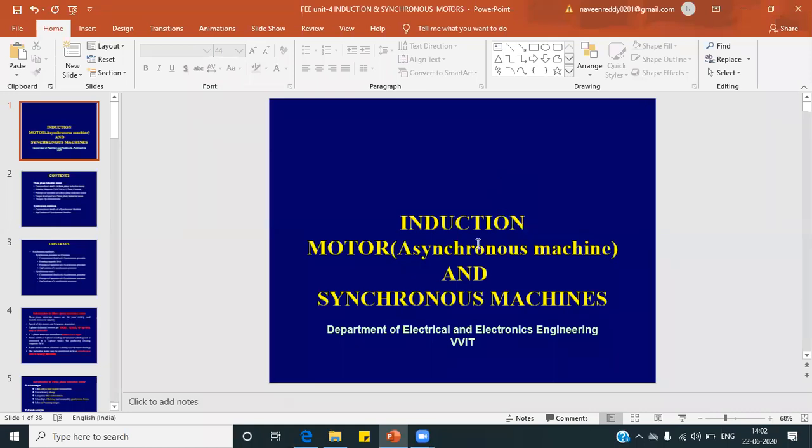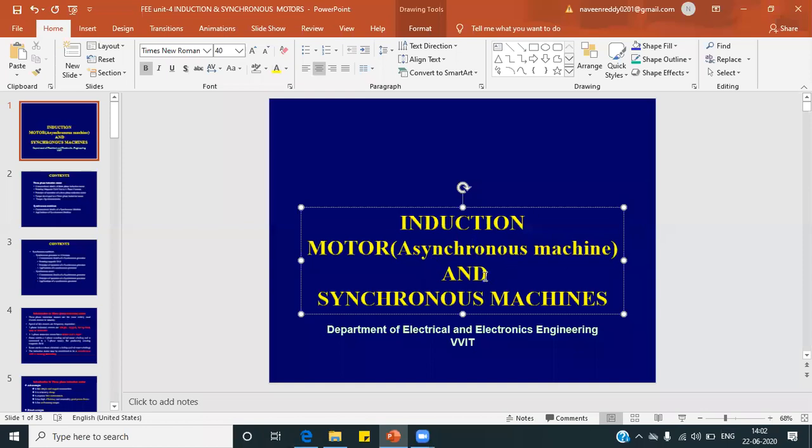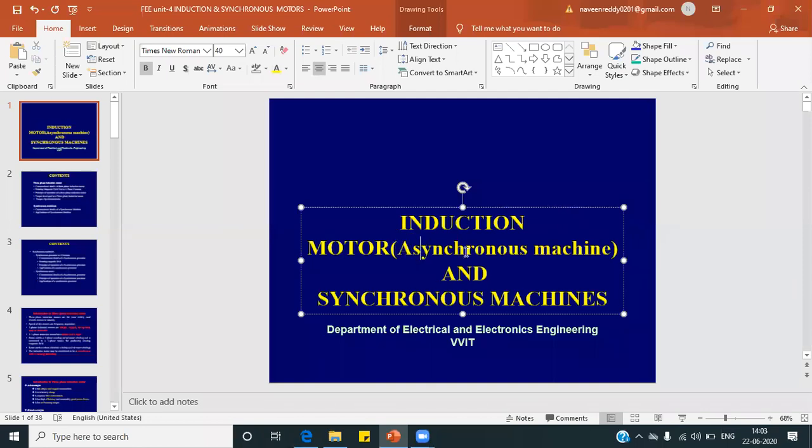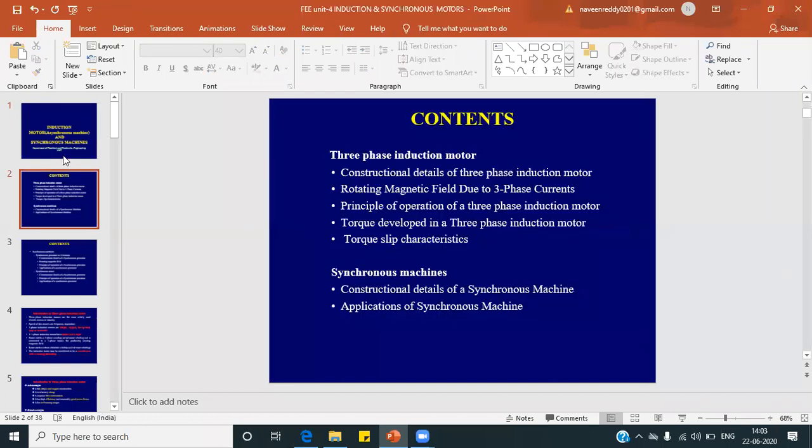So we concluded that the induction motor is an asynchronous machine. Why is it asynchronous? Because here A stands for a negative thing. Synchronous means at the same time. So the induction machine cannot rotate at synchronous speed. That is why it is also known as an asynchronous machine.